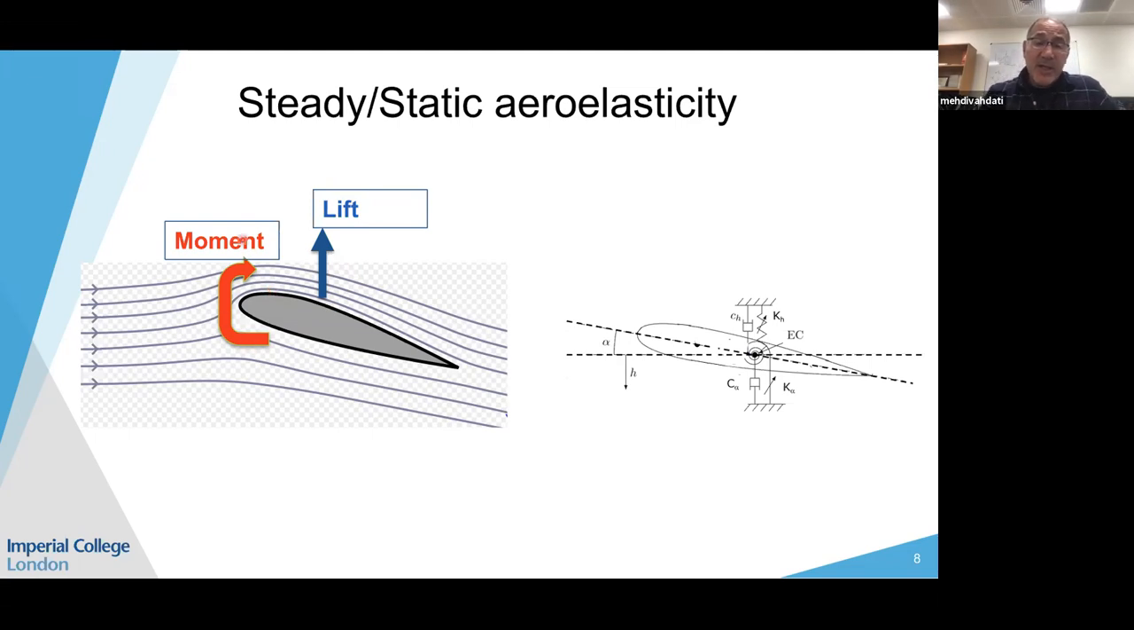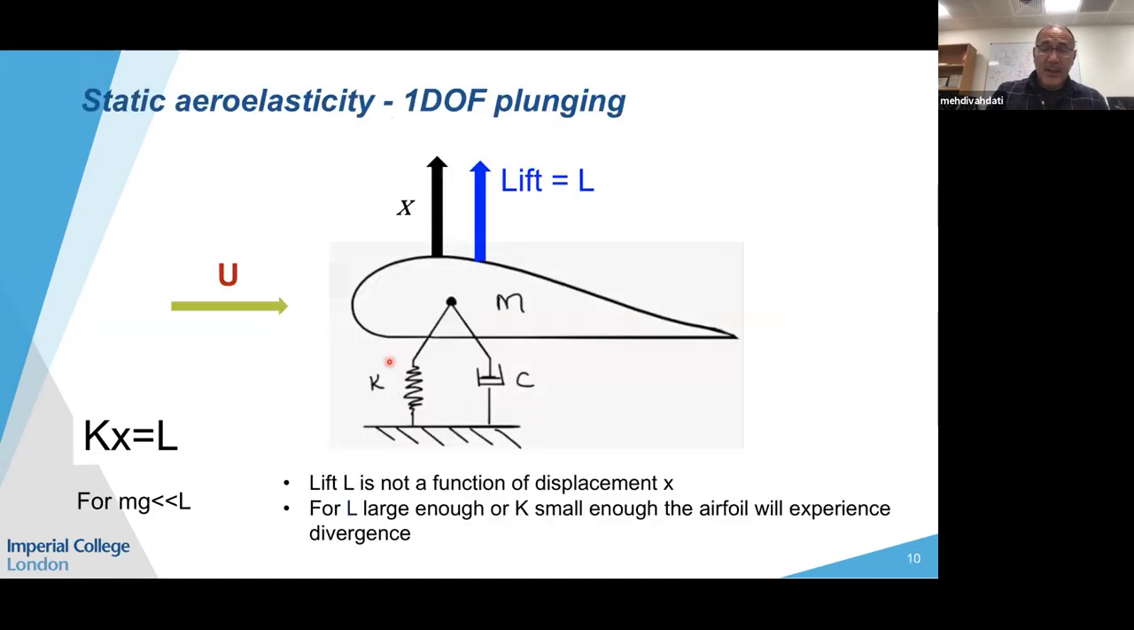The moment is especially important because you can imagine that when you have a moment, it tries to twist the blade more open. Consequently, the angle of attack to the blade increases. So it's very important initially to be able to model static aeroelasticity. So just looking at it in terms of 1 degree of freedom plunging here. So we have airflow, it creates a lift on the blade, and the lift forces are going to fight against the elastic forces by damper and stiffness and try to displace the blade.